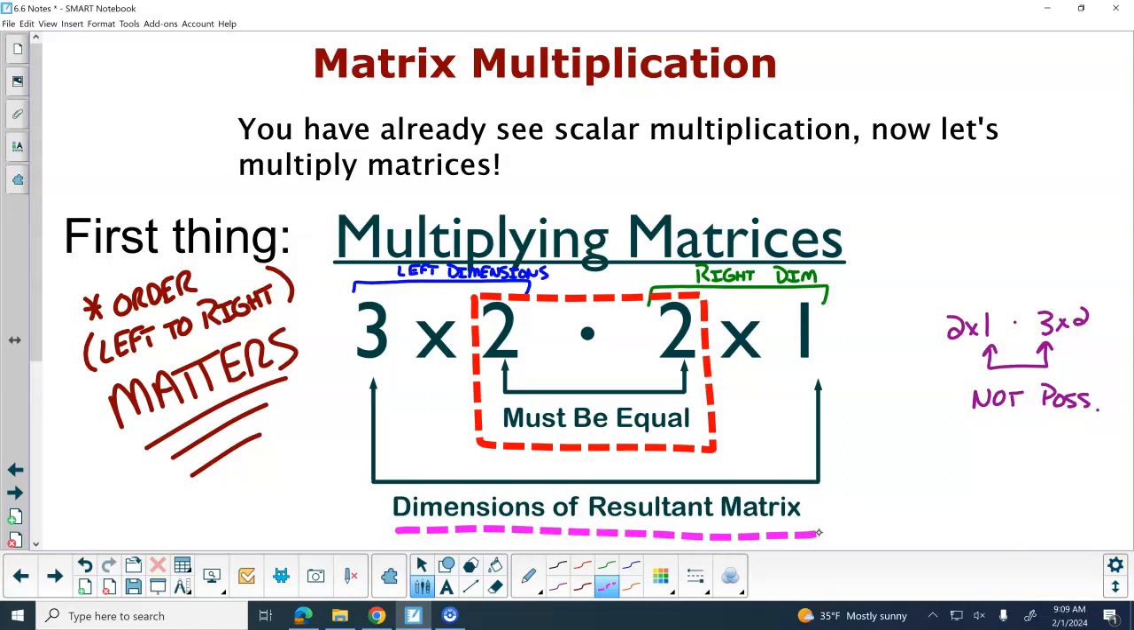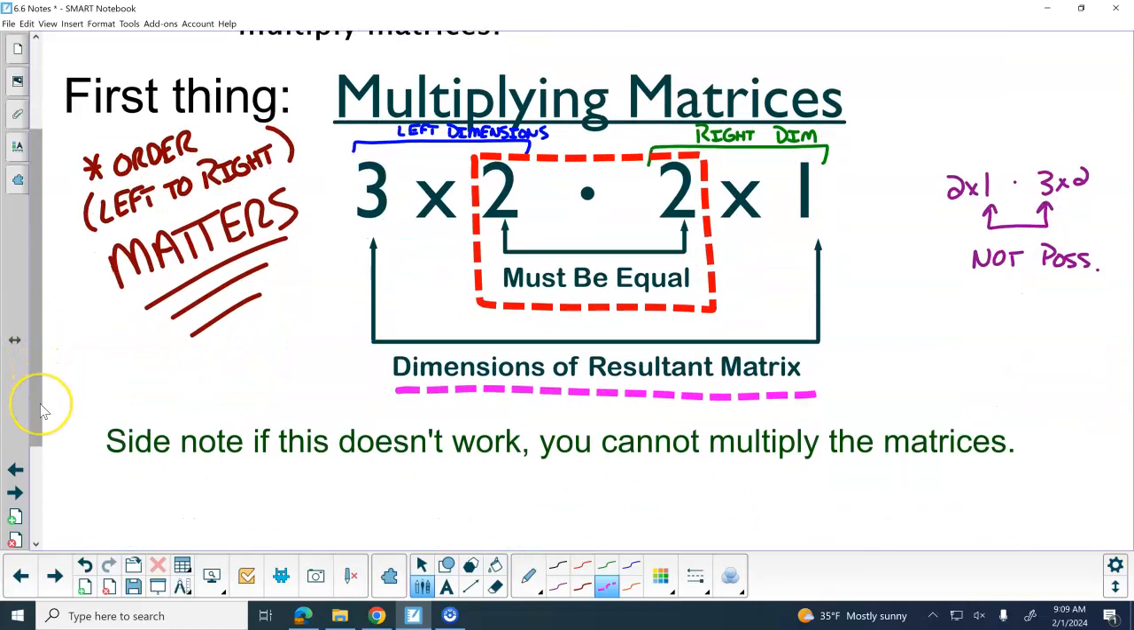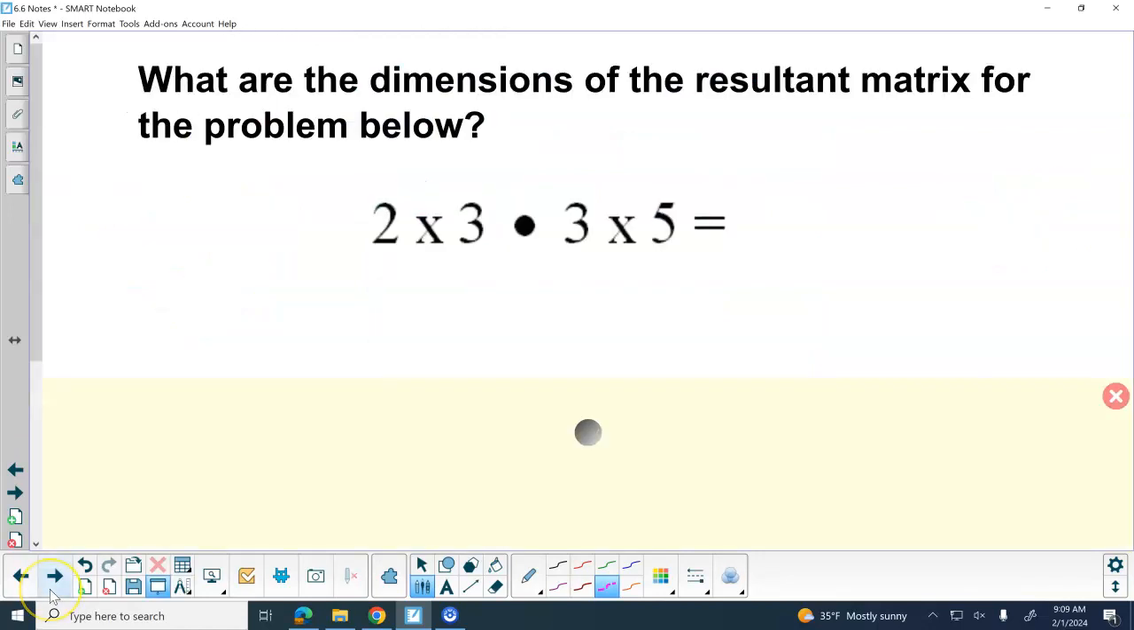All right, let's try some. The only other thing at the bottom here, it says, if this doesn't work, you can't multiply. So if you don't have that, you can't multiply the matrices. But we talked about that.